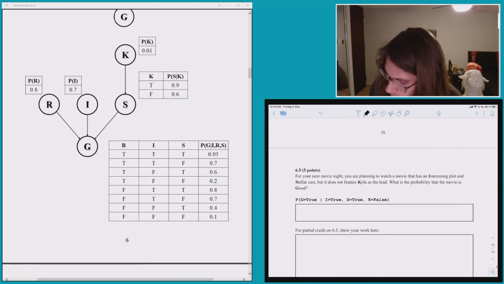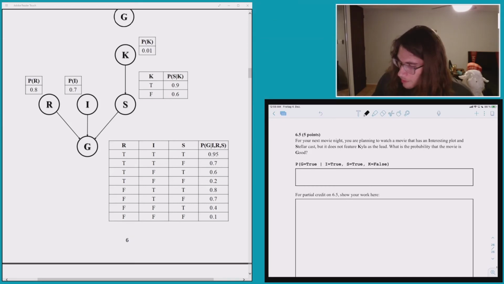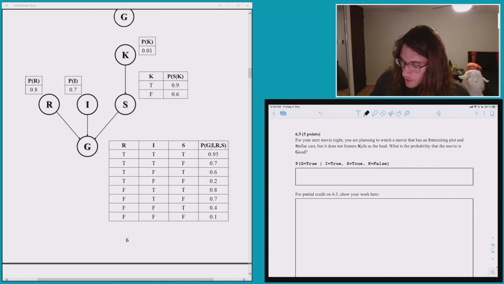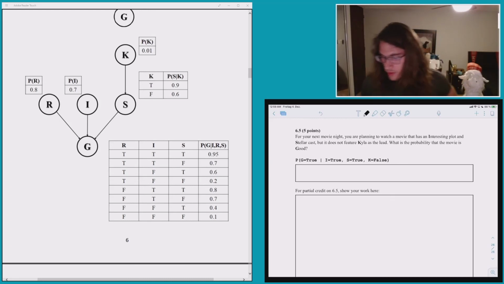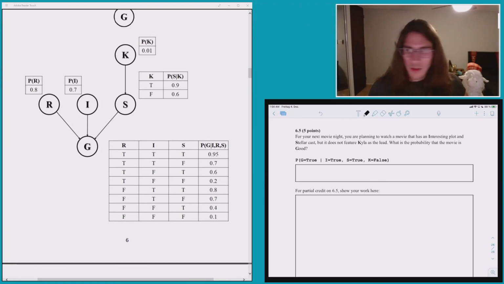Okay, moving on. Fairly standard stuff. What is the probability that the movie is good? So P of G being true given all this other stuff. I think the first thing to do is look at the Bayes net and think, what do I need from all the information that I'm given? So I have I, S, and K.